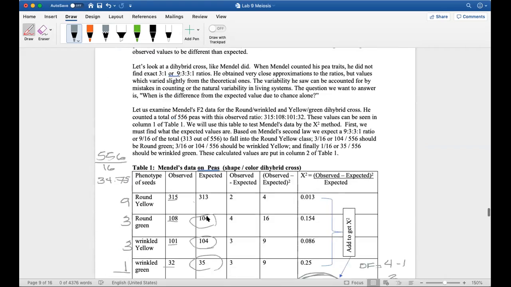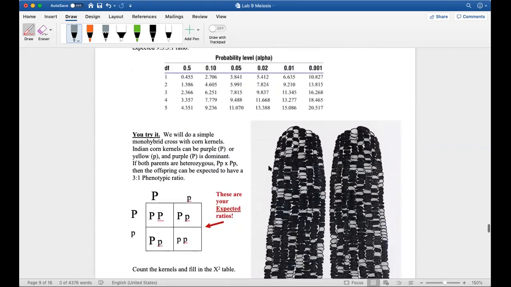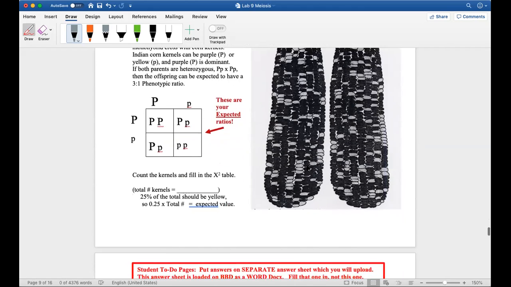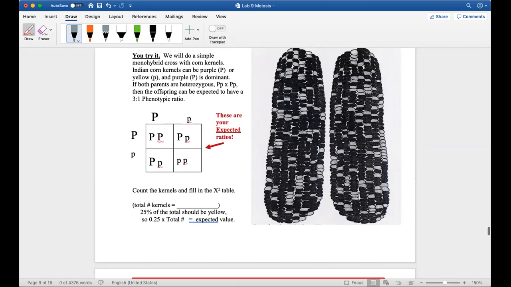So what I want you guys to do is try and perform chi-square using these corn ears here. And the directions are on here. What you're basically doing is there's 2 possible ways that corn can look. It can be purple, which in this case is showing up as black, and purple is dominant, or it can be yellow, which is showing up here as kind of this gray, and it is recessive, okay?